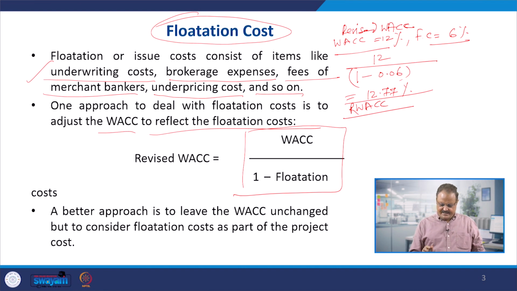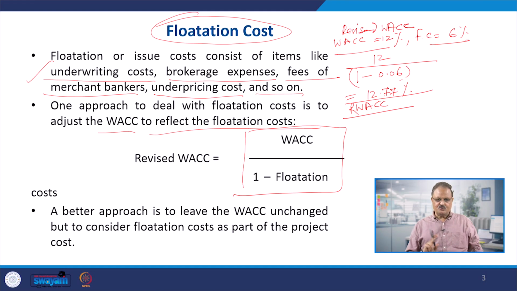Now what is wrong in it? What is incorrect in this method? This method is incorrect because weighted average cost of capital is the annual cost. You are going to pay this cost to the sources of funding every year on an annual basis, whereas the flotation cost is only a one-time cost.